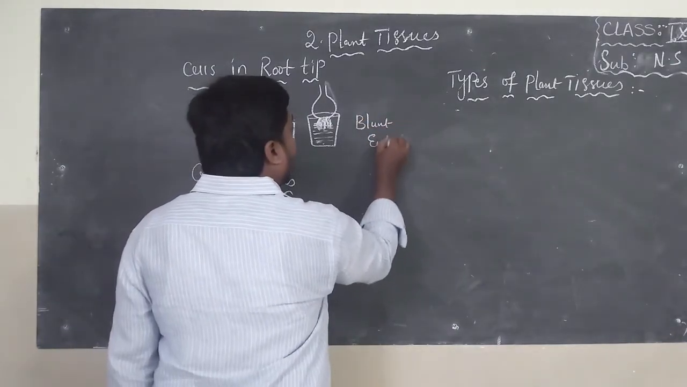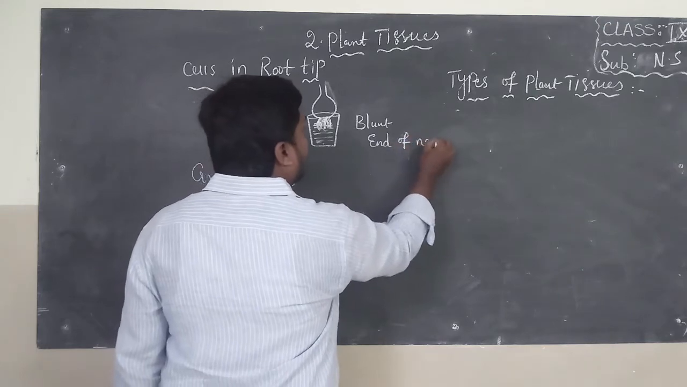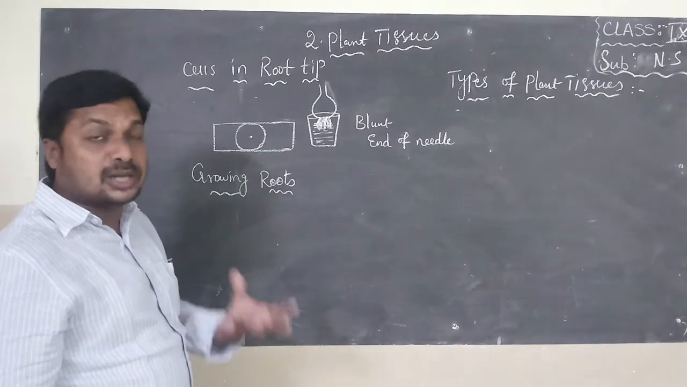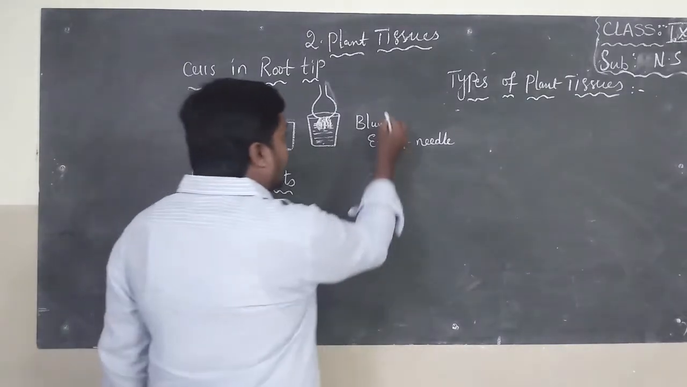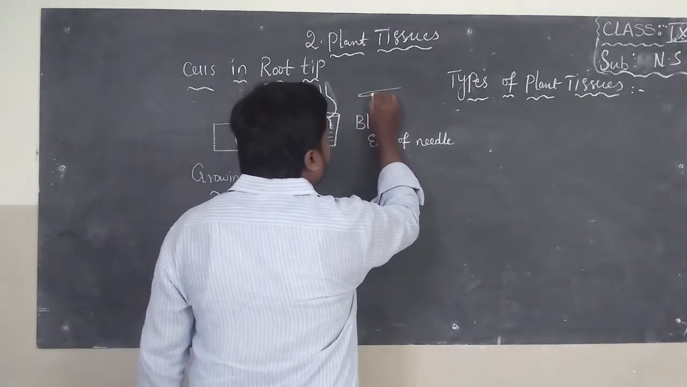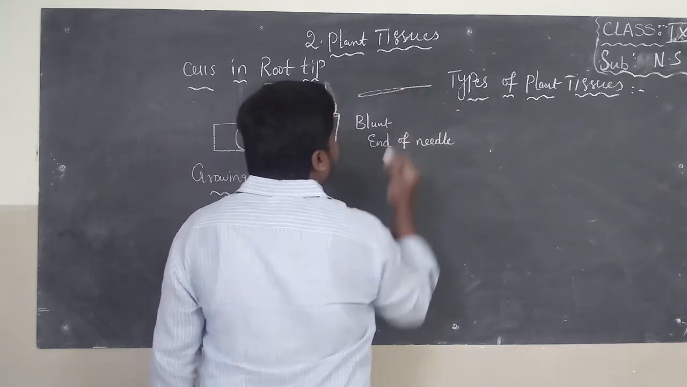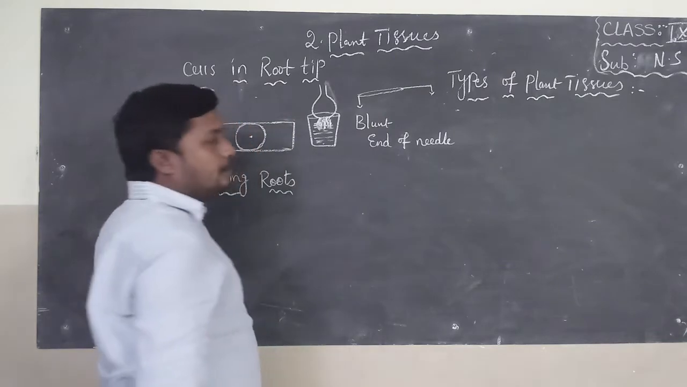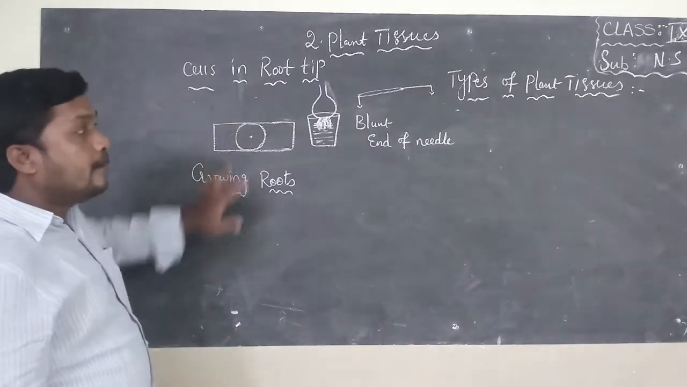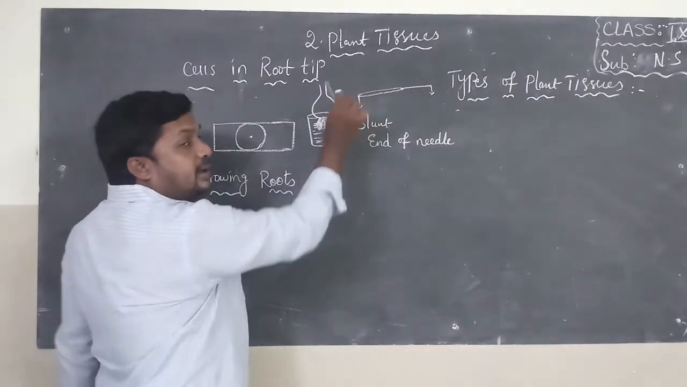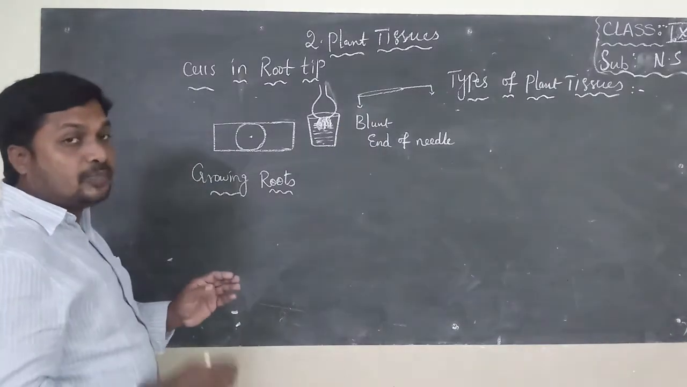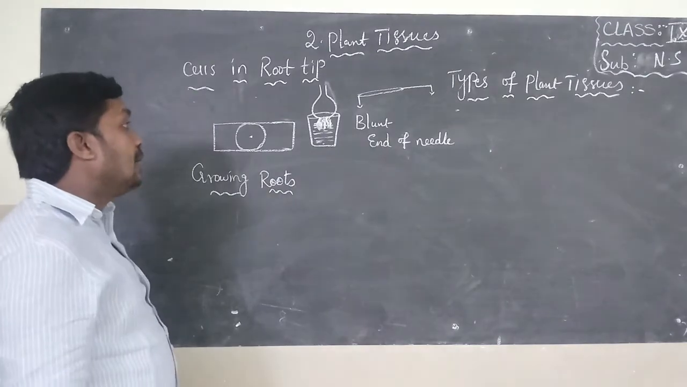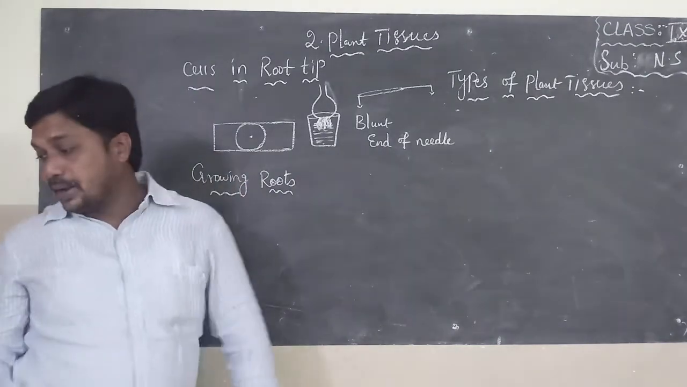The blunt end of the needle. If you observe in the dissection lab, a dissection box will be there. You can find a needle like this, see here. This is the sharp end and this is the blunt end. Now press the material with the blunt end of the needle. This helps to spread the cells so we can observe very clearly. Now observe the cells under the microscope.